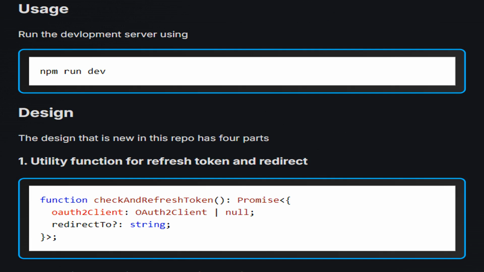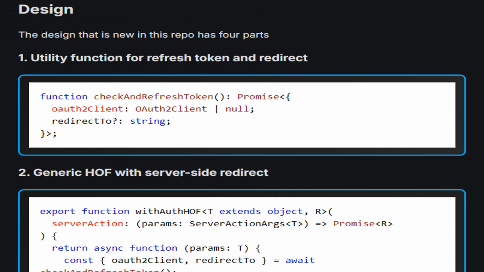Usage: run the development server using the command npm run dev. Design: the design that is new in this repo has 4 parts.